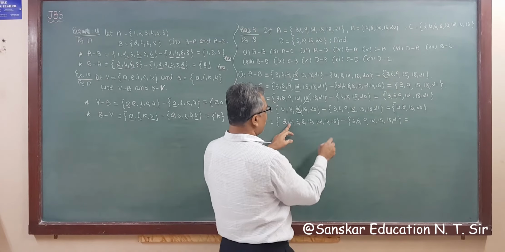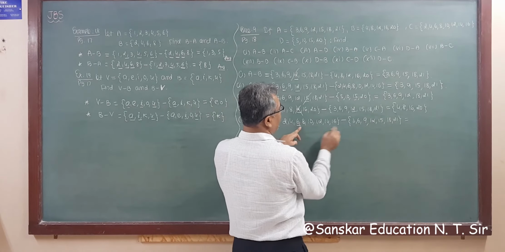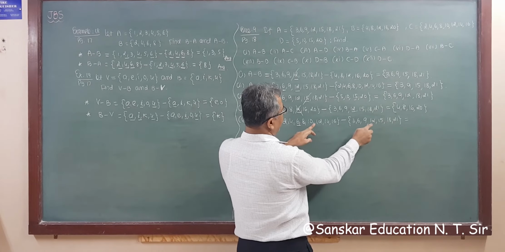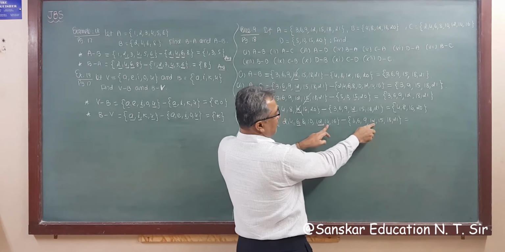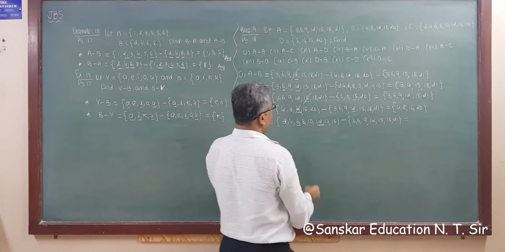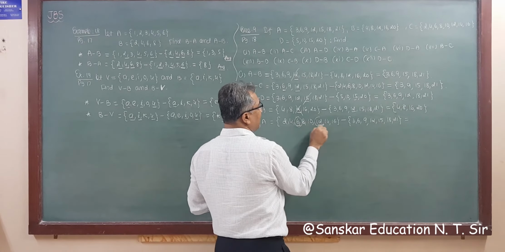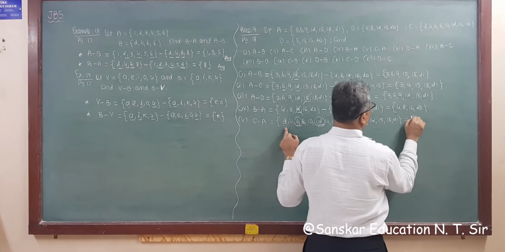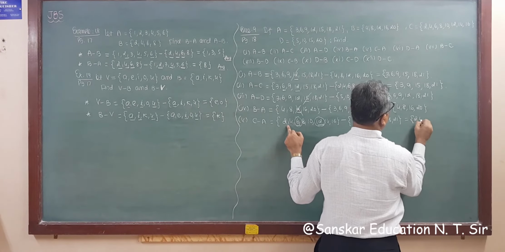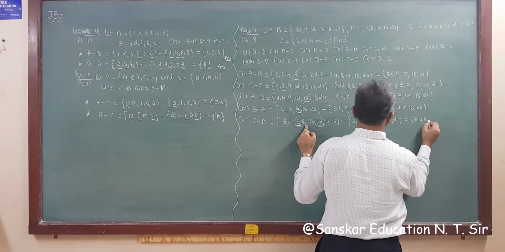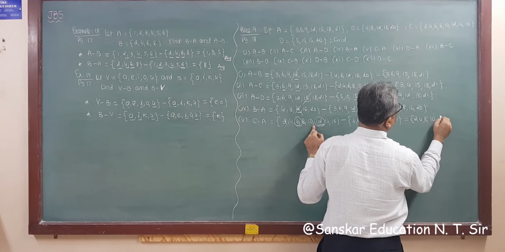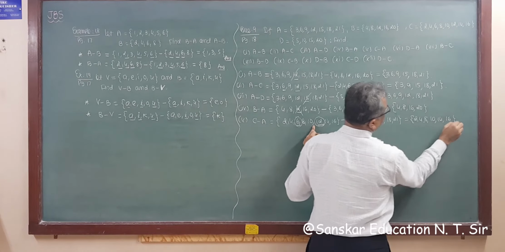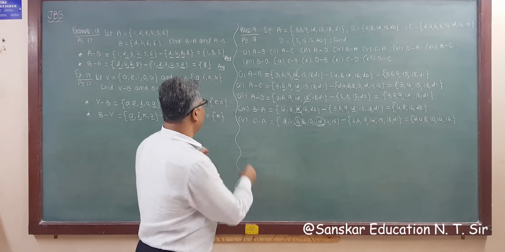So 2, no; 4, no; 6, yes, 6 is a common element; 8, 10, 12, yes, 12 is the common element; 14, 16, no. So except 6 and 12, the remaining elements are the answer. So the answer is 2, 4, 8, 10, 14, 16. This is your answer. Now the 6th one.